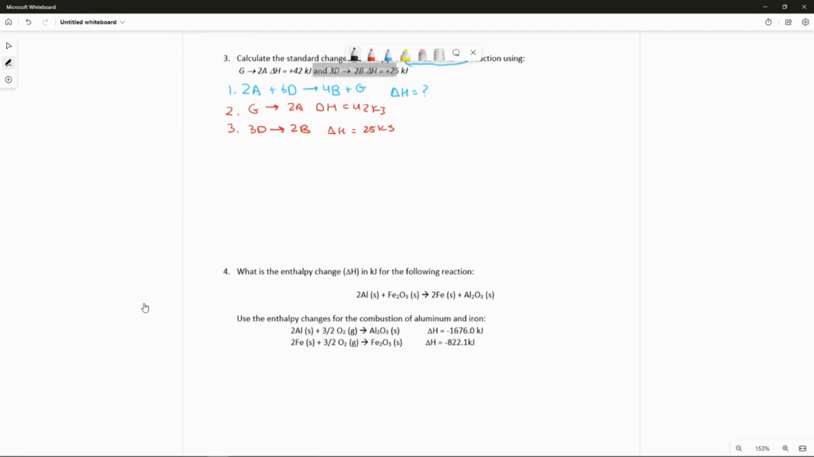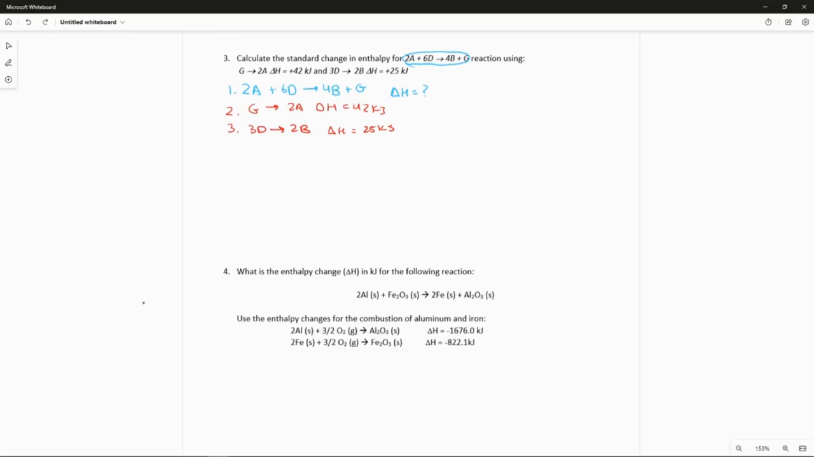What we want to do to solve this is look at our two given equations in red, compare them to the main equation, and basically balance it using these. When we look here, we have G on the reactant side, and in our blue equation, the main equation, the G is on the product side. That means we have to move this equation around. We have to flip number 2 in order to have this G go to the product side.